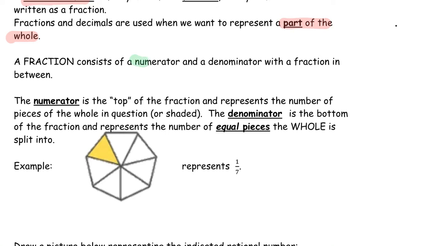A fraction consists of a numerator and a denominator with a line in between. There's a typo there. The numerator is the top number. The denominator is the bottom number. The numerator represents how many pieces are being in question. So in this one, I've got a numerator of 1, and you can see that I have one piece filled in my pie. The denominator represents the total number of pieces. So if you count up those total number of pieces, I have 1, 2, 3, 4, 5, 6, 7 total pieces. So my fraction is 1/7.